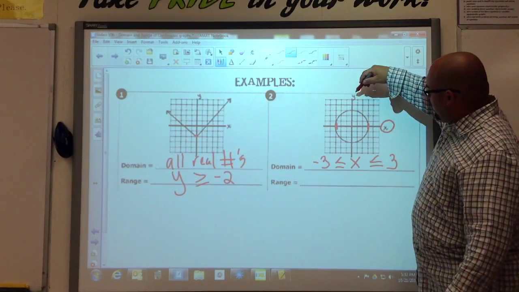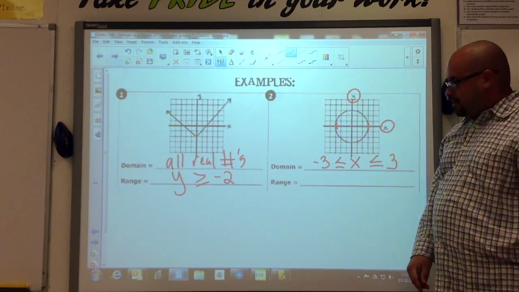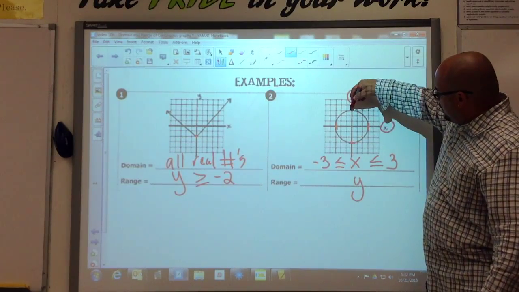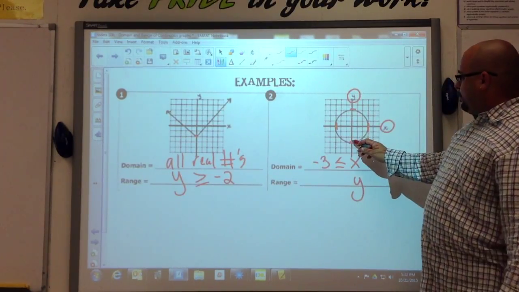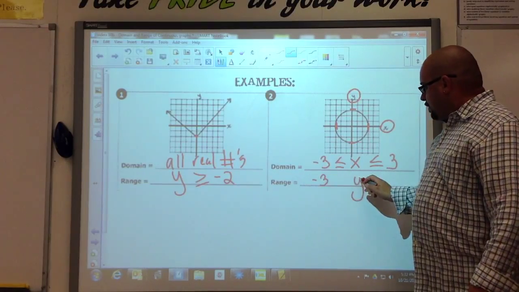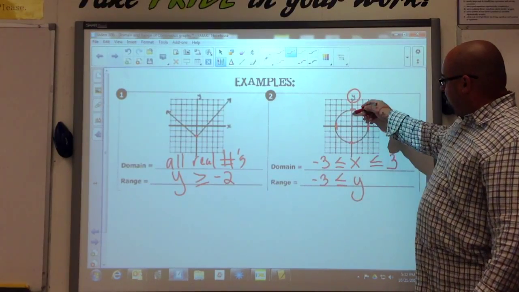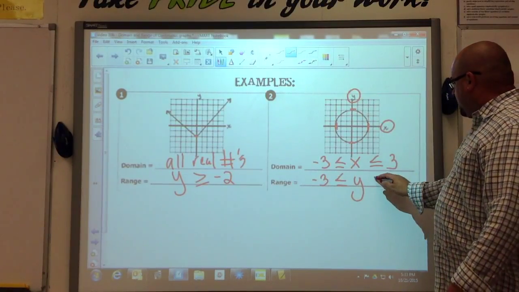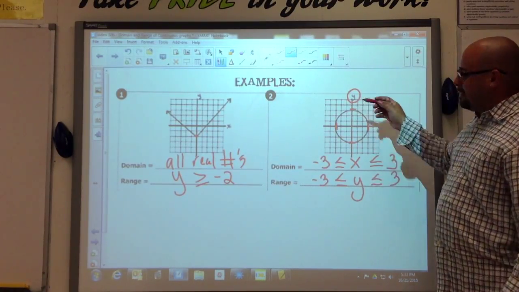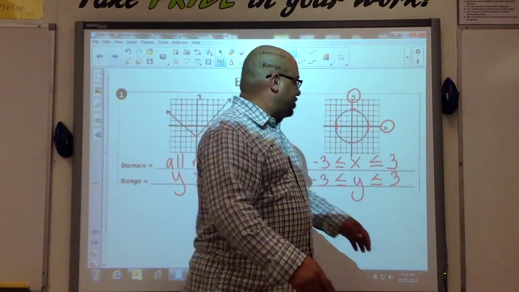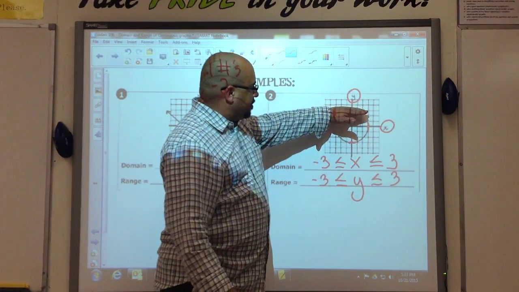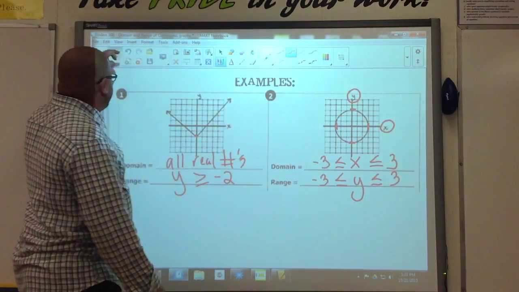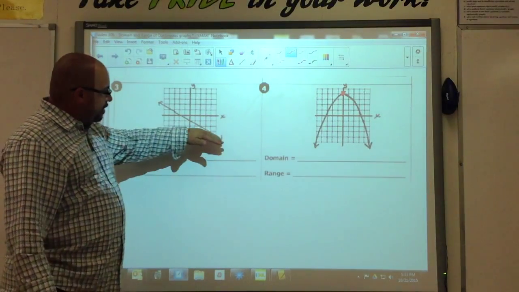Now, when we talk about the range, we're talking about the y-axis. So we're going to have y in the middle. Notice that there's a lowest point and a highest point. The lowest point is -3, so any points above it have to be greater than -3, but they have to be below, or less than, +3. So the range starts here and it goes to here. So top to bottom, bottom to top, doesn't matter. It's between that range.